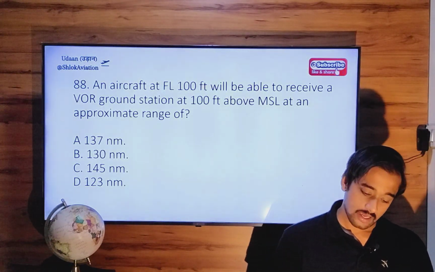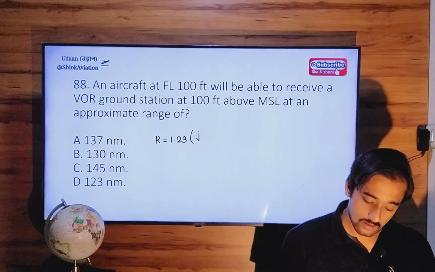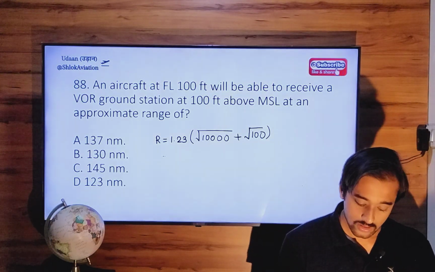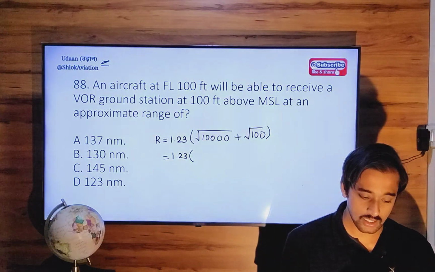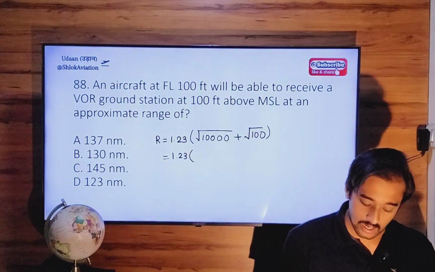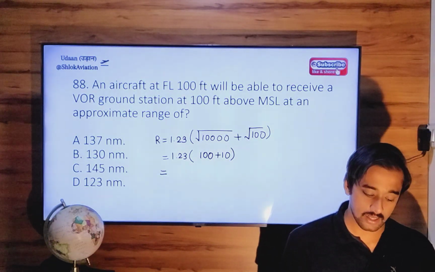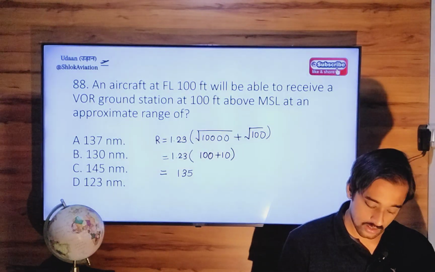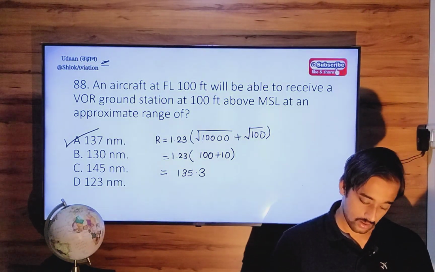Question 88. Aircraft is at flight level 10,000 plus 100. 1.23 times square root of 10,000 will be 100 and square root of 100 is 10. So 1.23 into 110 is 135.3. So the closest is option A, 137.